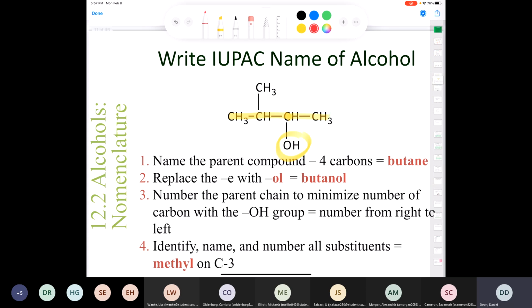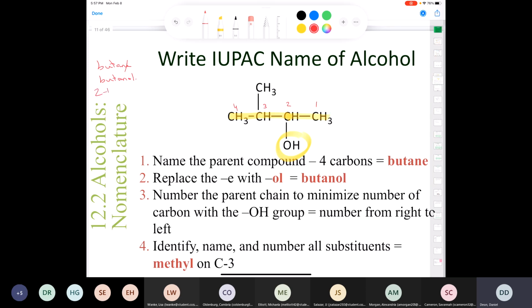I'm going to number it in such a way that I give the carbonyl carbon the lowest possible number. So hopefully you can see that would be going from the right, 1, 2, 3, 4. So that means that if I have 4 carbons in a chain, and it's an alkane, that would be butane. I cross out the E and I get butanol, but then I have to provide the number.